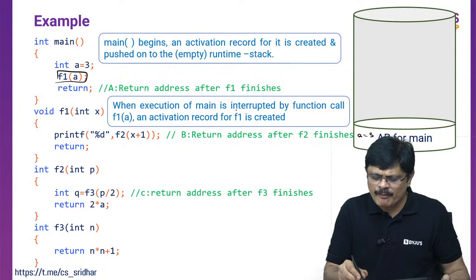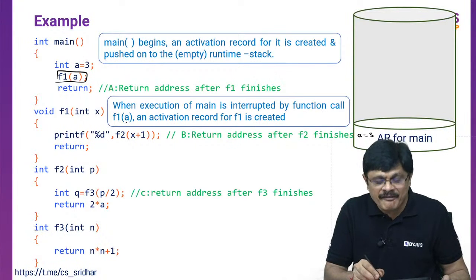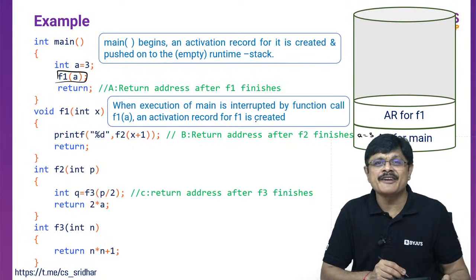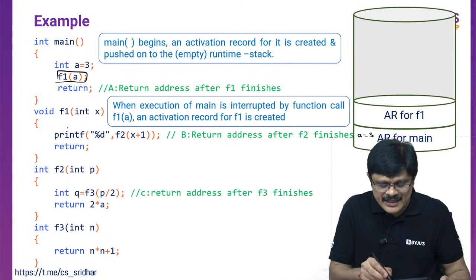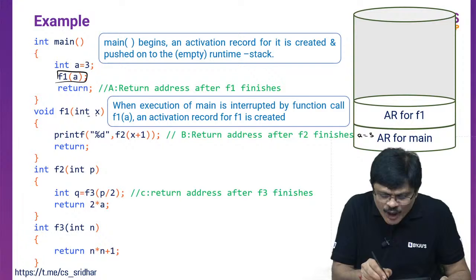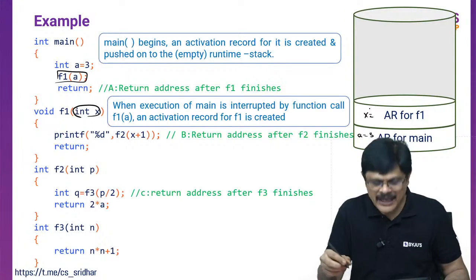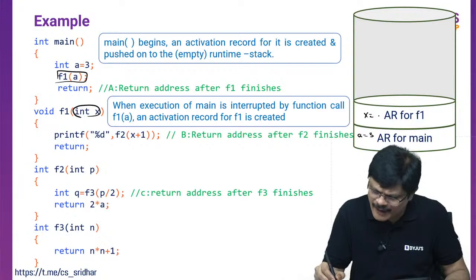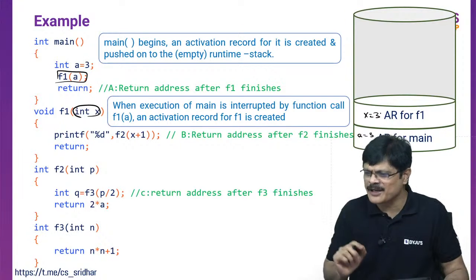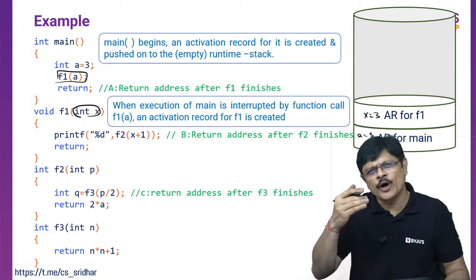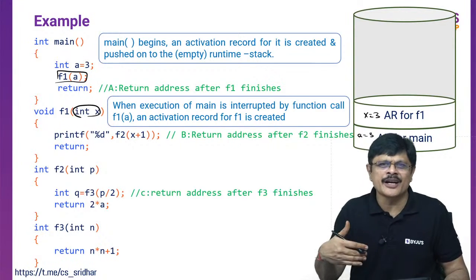When execution of main is interrupted by a function call F1, an activation record for F1 is created. In this, there is no local data, but the argument X will be stored. Whatever value you send will be stored in this particular X, my dear friends. Of course, saved machine status and all other details will be there, but we are not interested in them in this case.